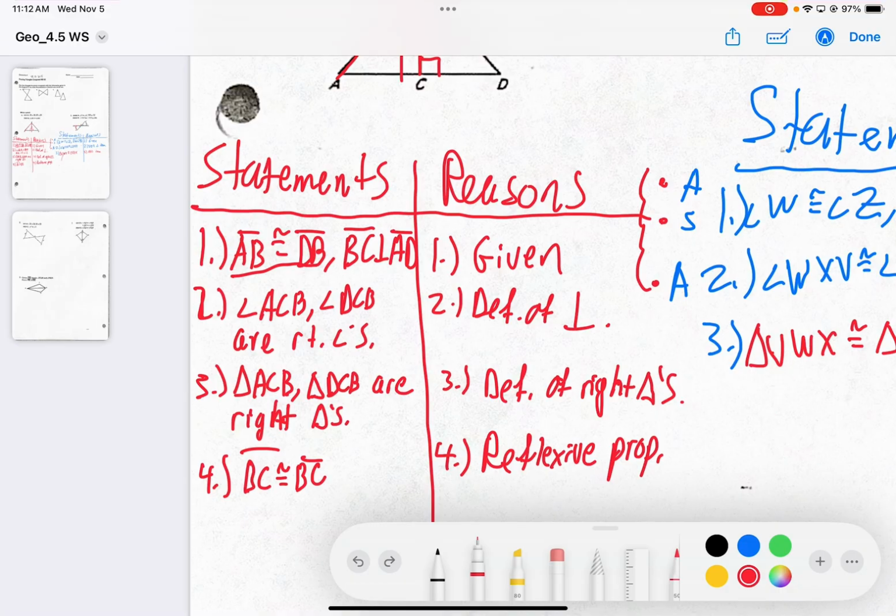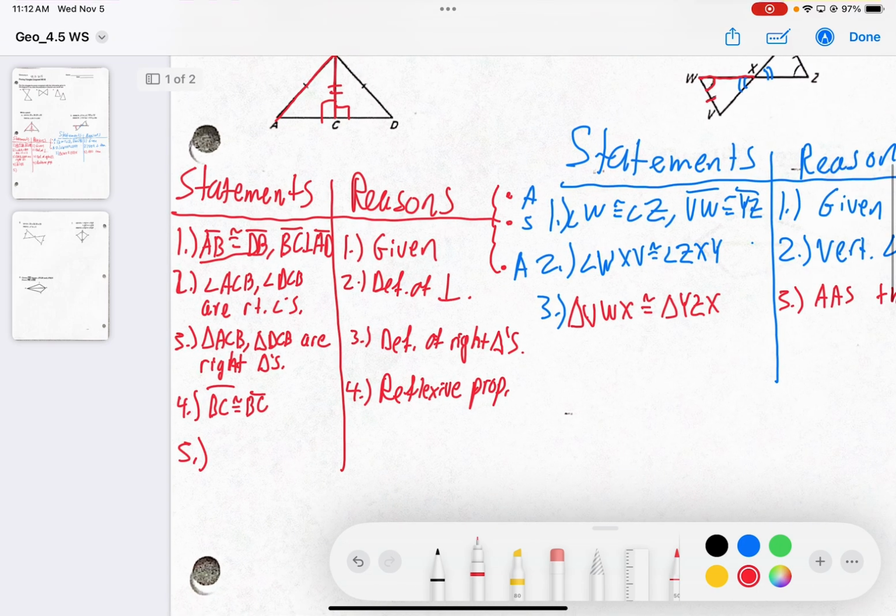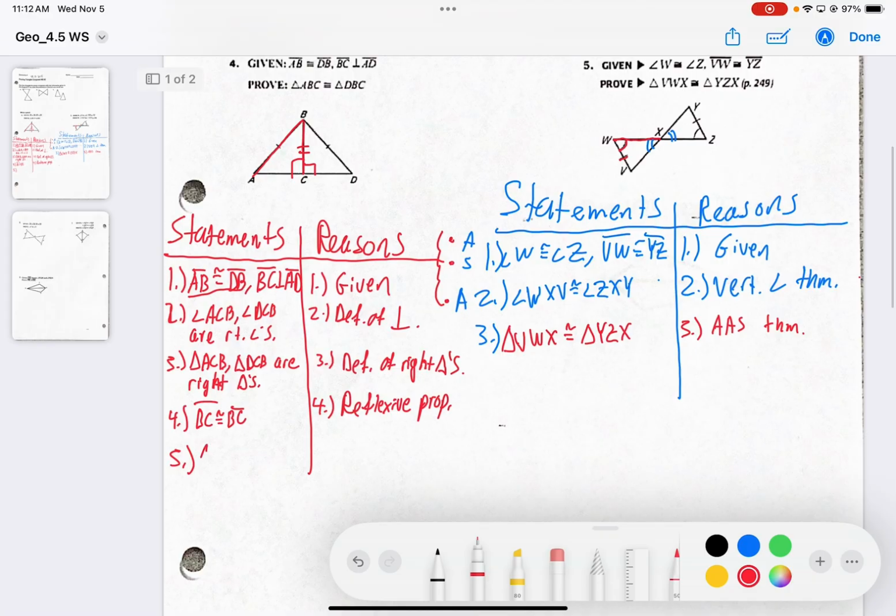All right. So then I stated hypotenuse is congruent, legs congruent. I stated that they're right triangles. So now the last thing I'm going to say is that those triangles are congruent. So then triangle ABC is congruent to triangle DBC. And then the reason for that would be HL theorem.